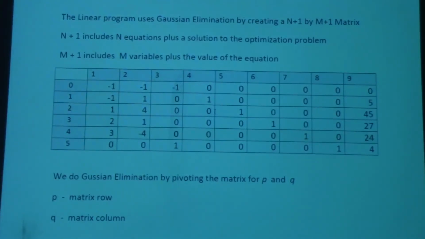Let's actually use a different one here. Let's say I'm going to use this 3 here. In order for me to get a 1 here, I divide by 3. But in order for me to get a 0 here, I cannot add this equation to this equation. This is the P value, this is the Q value. I'm pivoting for P and Q, which means I want a 1 here, I want a 0 every place else.